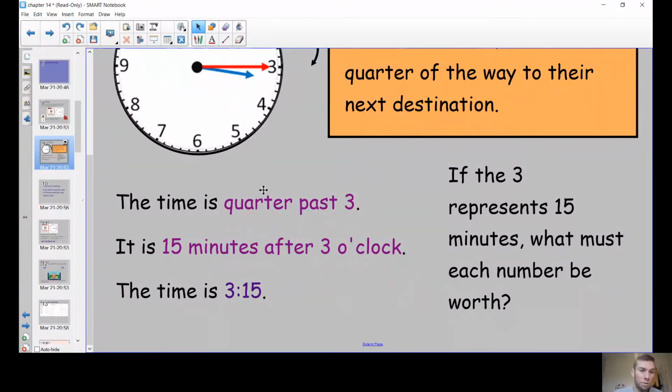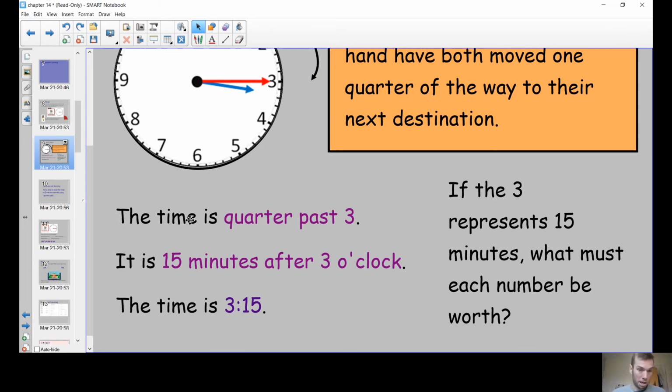So here are 3 ways of saying this time. The time is 3:15, and at home I'd like you to say that after me, please, or at the same time. The time is 3:15. It is 15 minutes after 3 o'clock. The time is 3:15. Those are really important because lots of your work today is going to be writing the times using these kind of sentences.